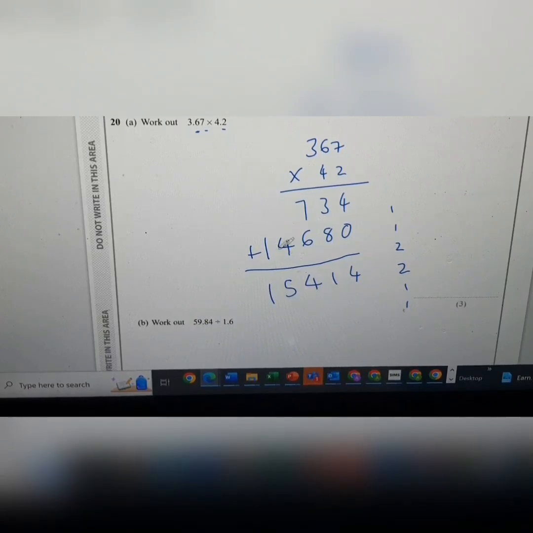So as I said, you're going to divide that by 1,000. So it's going to be 15.414. And you can check that this is about right. 3 times 4 is 12, and I've got 15, so that's about right.